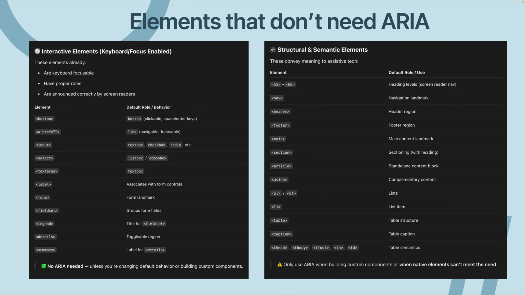Other elements are structural and semantic elements. These convey meaning to the assistive technology. For instance, your headings, your navigations, your header, footer, main, section, article, aside, your list items, table, caption, and your table elements. So only use ARIA when building custom components or when native elements can't meet the needs.